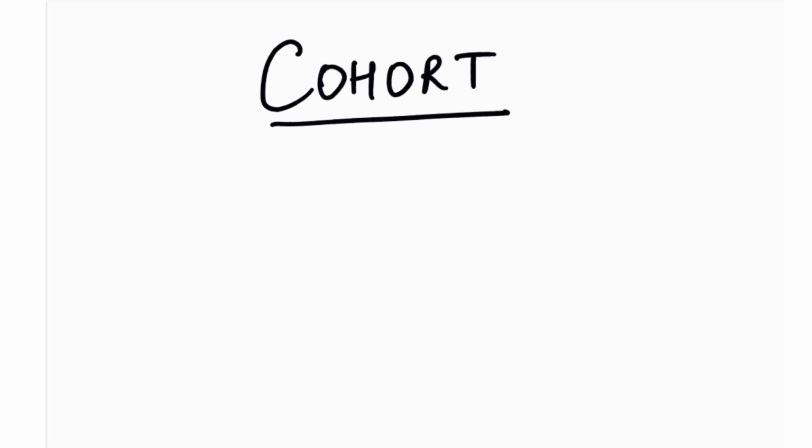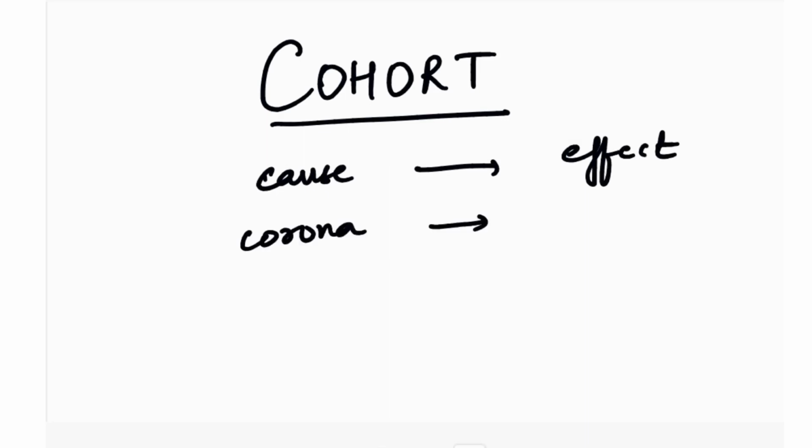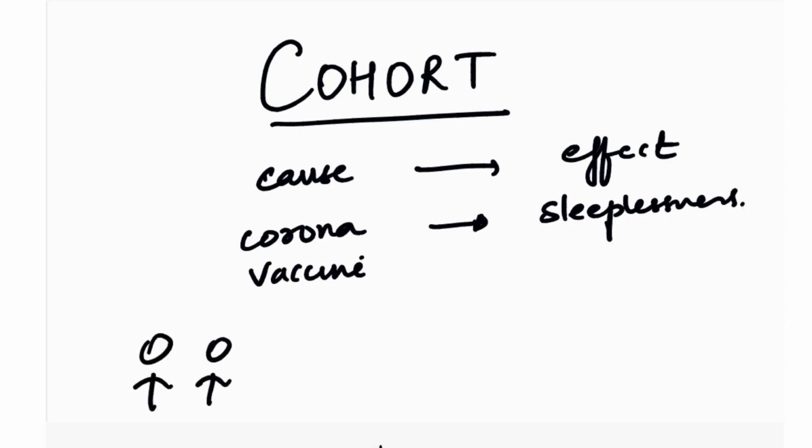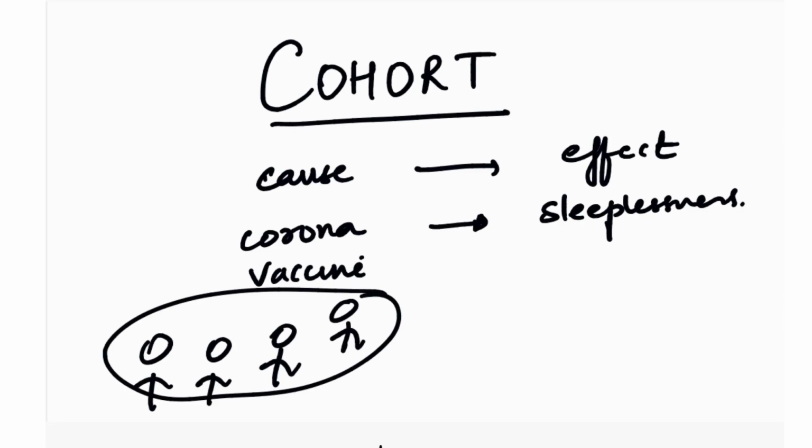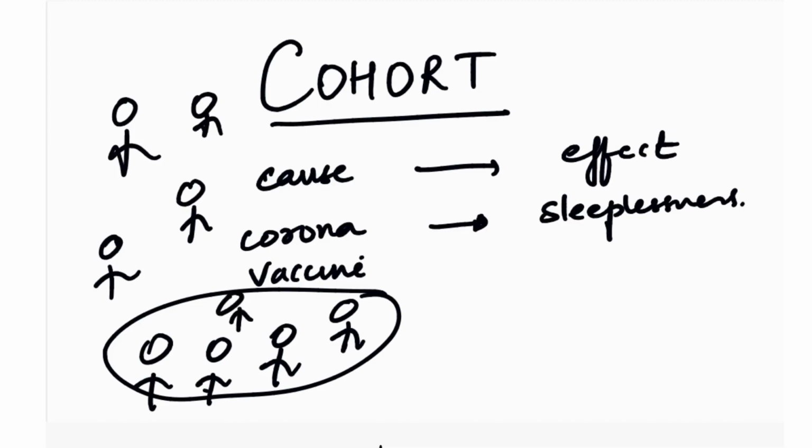Next is the cohort study. Here we go from the cause to the effect, opposite of the other one. So let's say the cause is corona vaccine and the effect is sleeplessness. So we are just doing a study with a group of people who received a corona vaccine. See, this is the population, but we are only taking a small group of people and we are studying them, they have received the corona vaccine and we are seeing if they are developing sleeplessness.